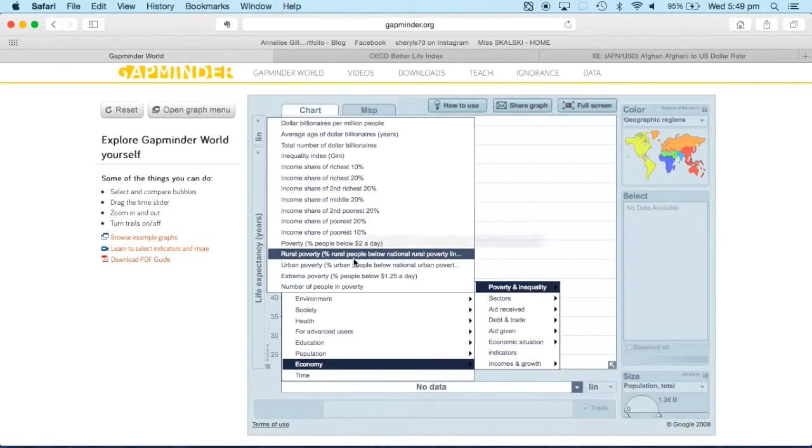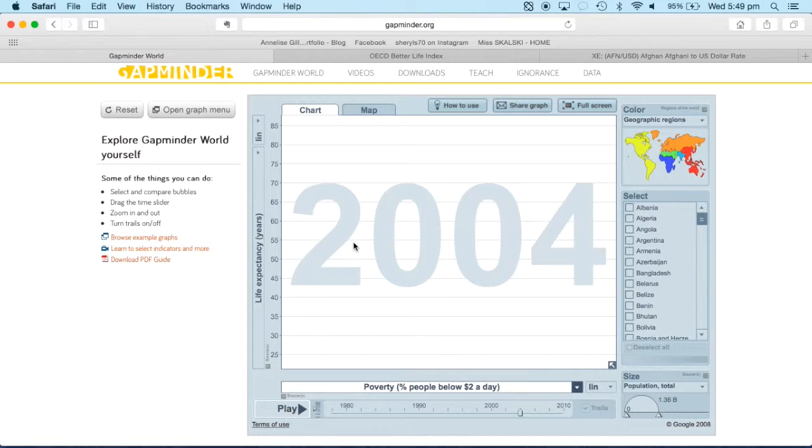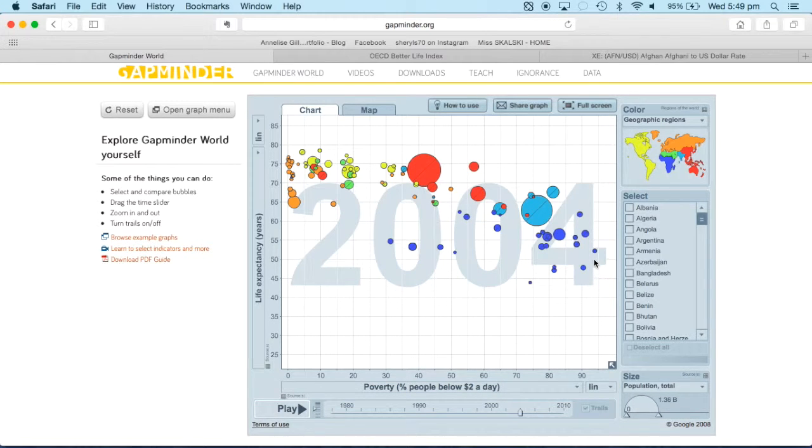Let's look at poverty, the percentage of people below $2 a day. So you can look at people who already have very little money because they can probably survive in a country that has low poverty, but you can also use it to look at, there's one character, a girl I think, who wants to work in an area where people are underprivileged.